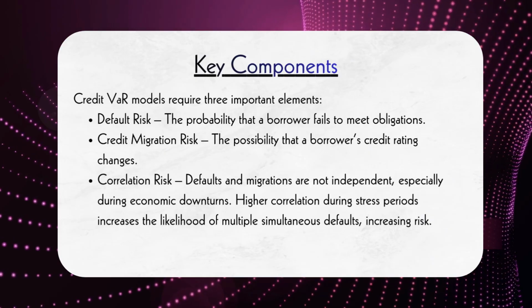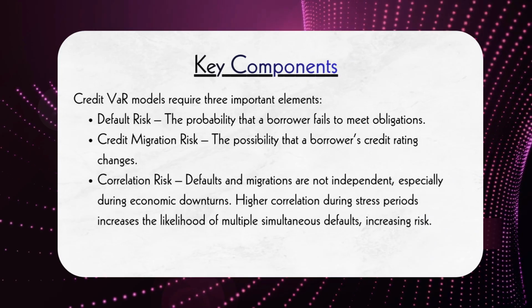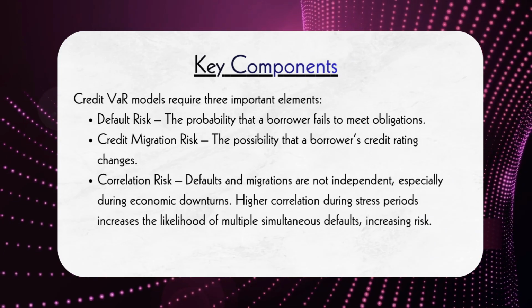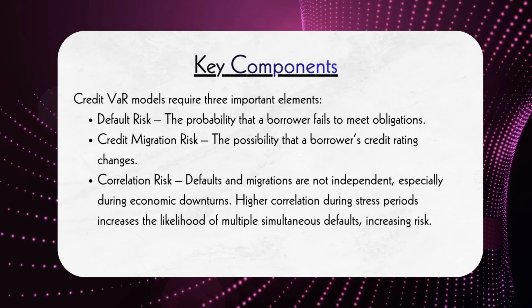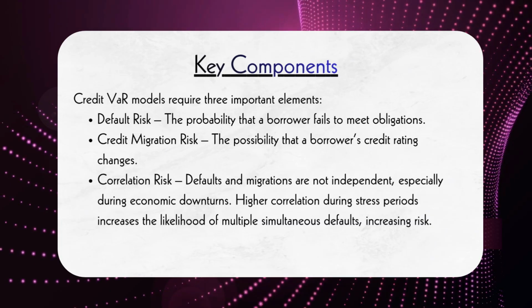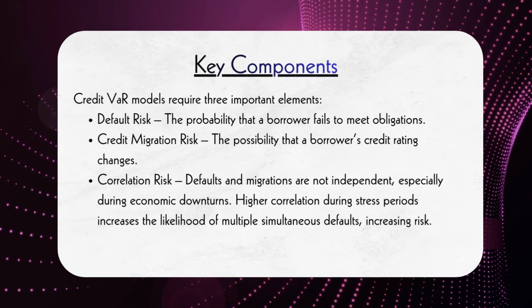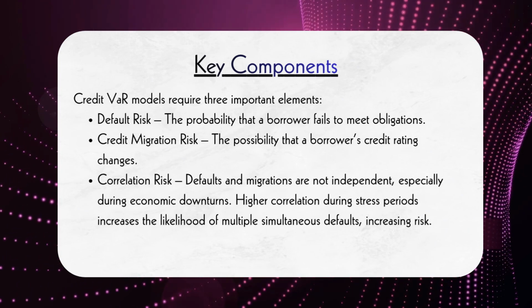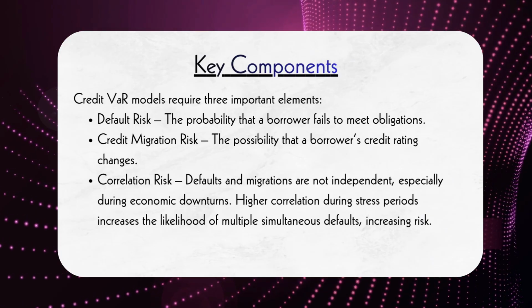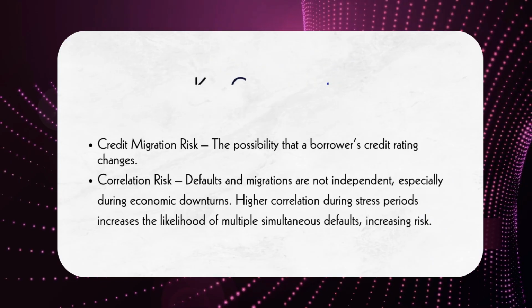First is default risk, which is the probability that a borrower fails to repay its obligations. Second is credit migration risk, which refers to the possibility that a borrower's credit rating changes over time. Third is correlation risk. Defaults are not independent events. During economic downturns, multiple firms may default together, which increases overall risk significantly. This correlation becomes especially important in stress periods.